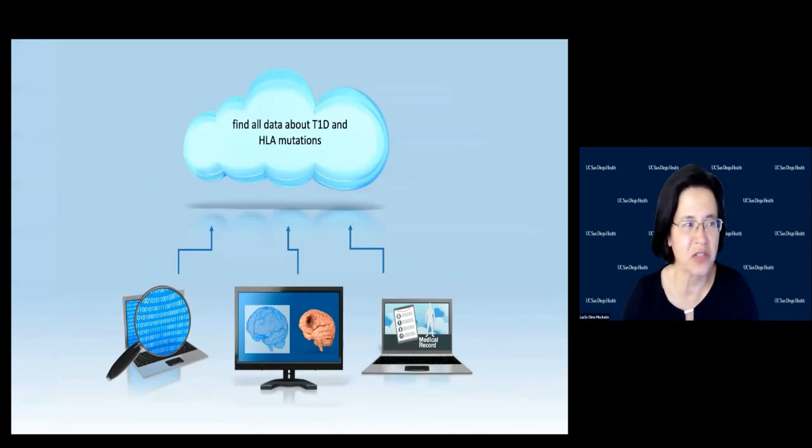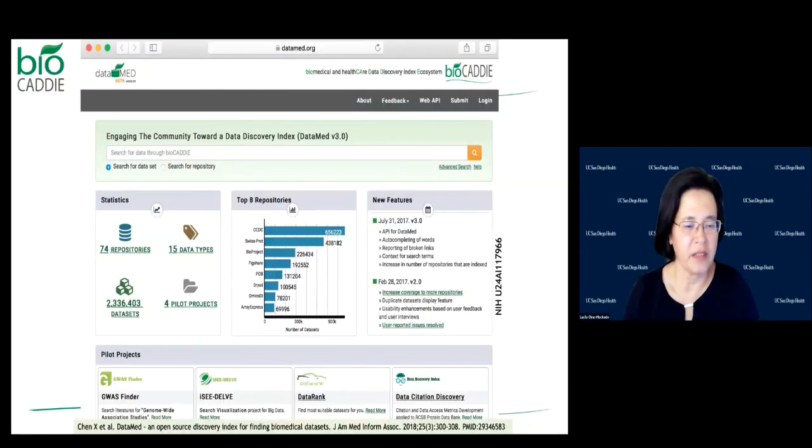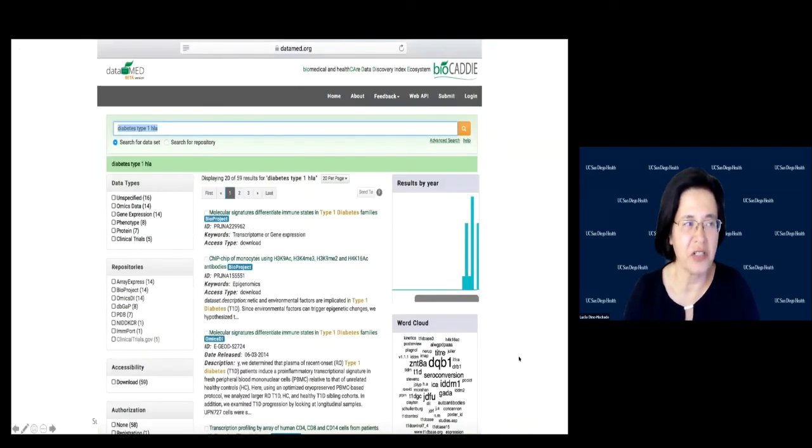Let's say some user wants to find all data about type 1 diabetes and HLA mutations: medical records, images, and genomic data. Years ago, we created a data discovery index called DataMed, in which metadata from multiple repositories were harmonized in order to make discovery possible. And this included millions of data sets. Again, it was several years ago as part of the BD2K Big Data to Knowledge program. The search engine would accept free text, and you would get in return ranked data sets.